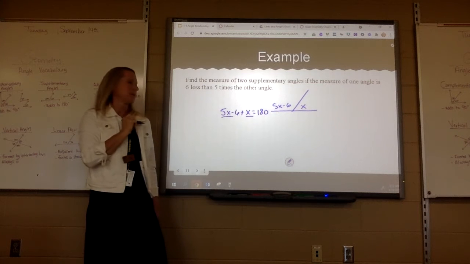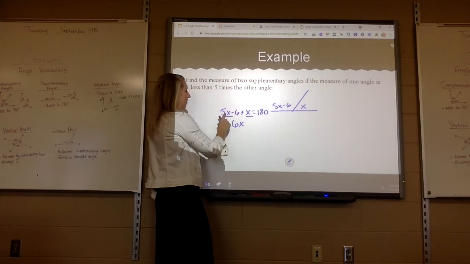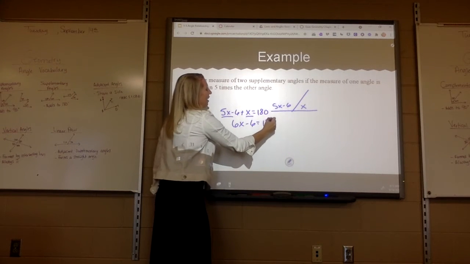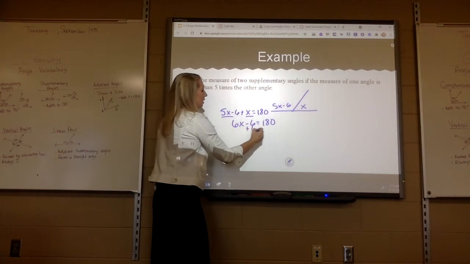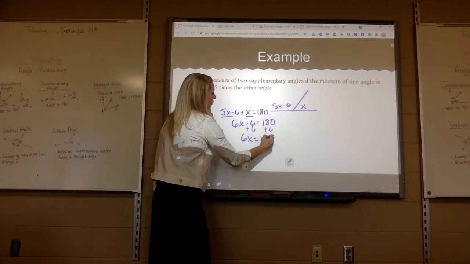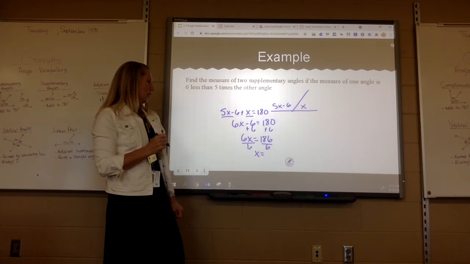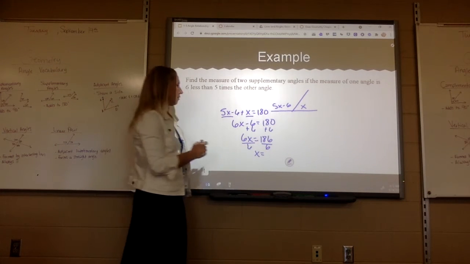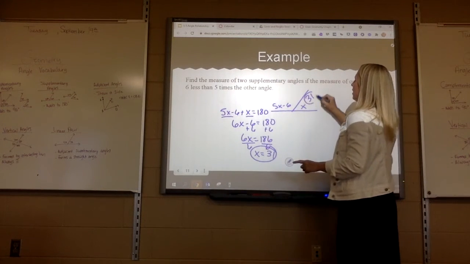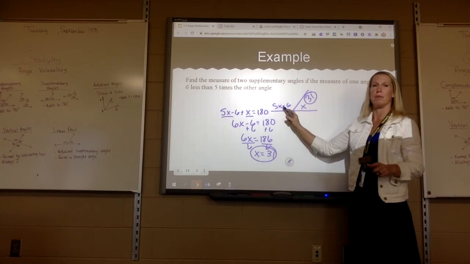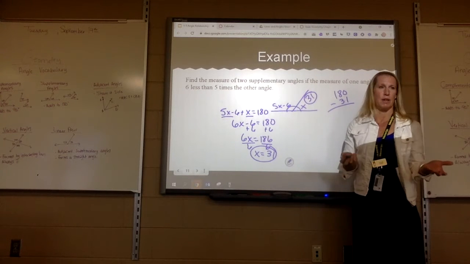So 5x minus 6 plus x equals 180. Combine like terms, how many x's do we have? 6x. Now what would I do to solve that? Add 6 and divide by 6. So 6x equals 186. What is 186 divided by 6? You guys have the calculators. Yeah, that would be 31. So this angle would be 31. The other angle would be 5 times 31 minus 6, or just 180 minus 31 since they add to 180.